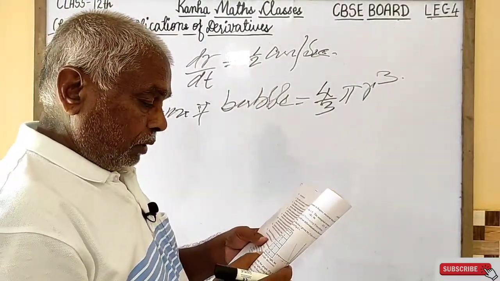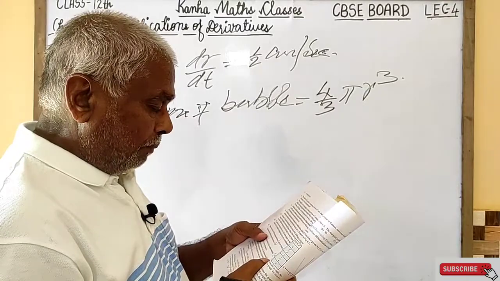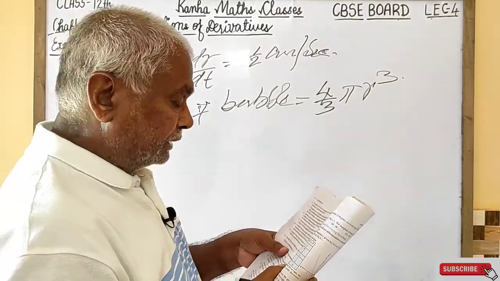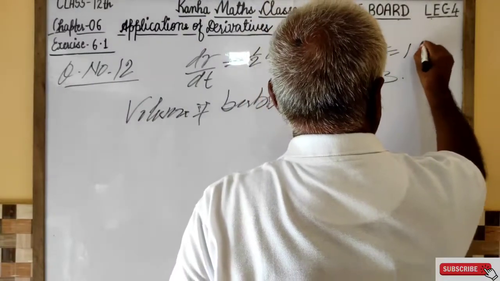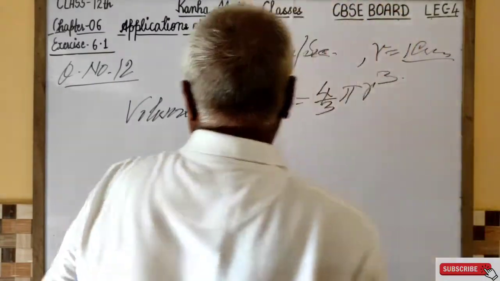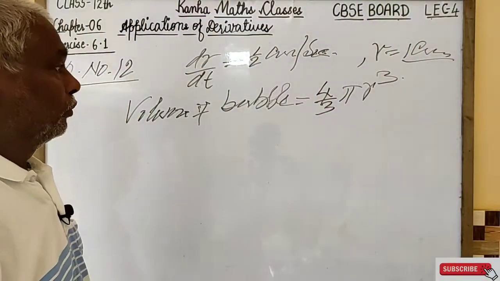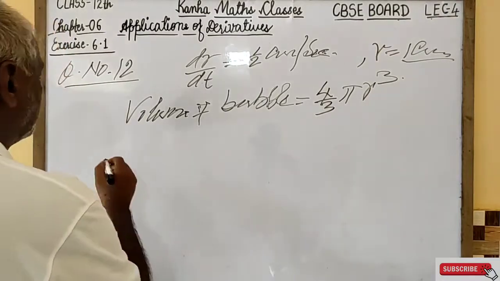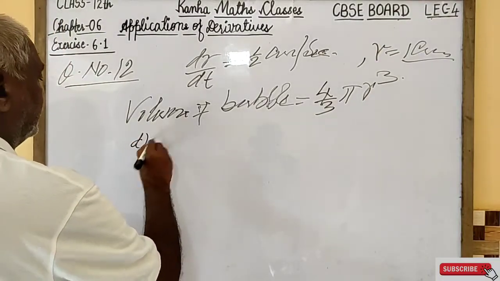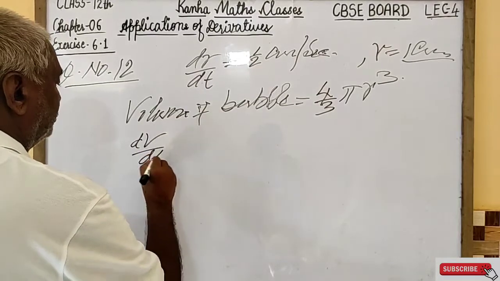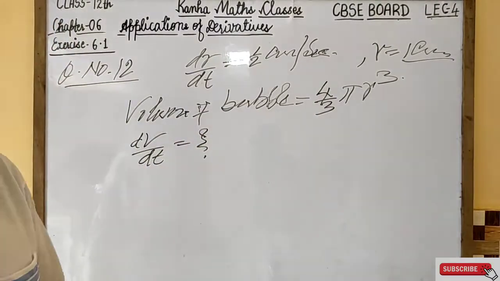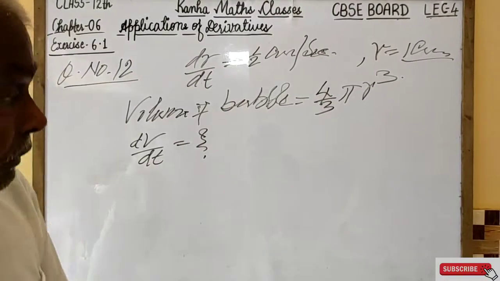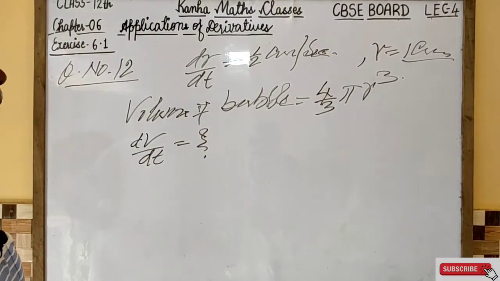So, at what rate is the volume of the bubble increasing when the radius is 1 centimeter? Here we have been given the radius as 1 centimeter. The question is at what rate the volume will increase, meaning dV by dt. We have to find out dV by dt, the rate with respect to time.